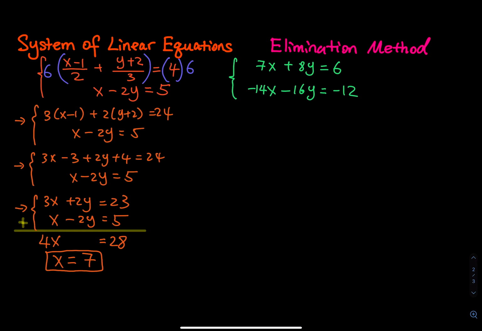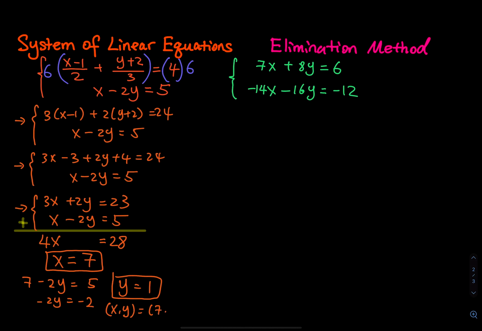And then when x equals 7, you plug it into either one of the equations. I prefer to pick the second one. So we have 7 minus 2y equals 5, and then negative 2y equals 5 minus 7, which equals negative 2, and then y equals 1. So y equals 1, x equals 7. What does that mean? That means this point (x, y) equals (7, 1).